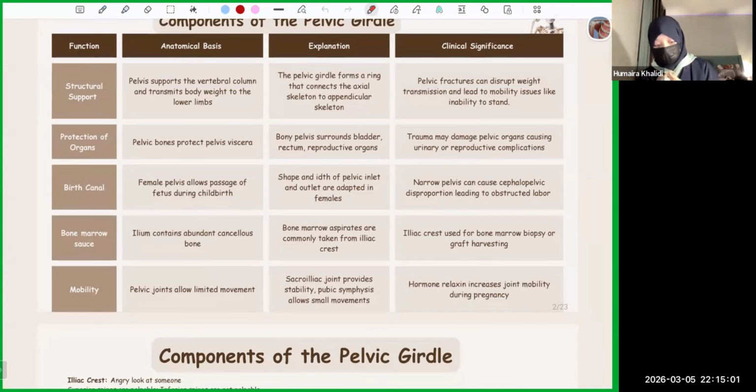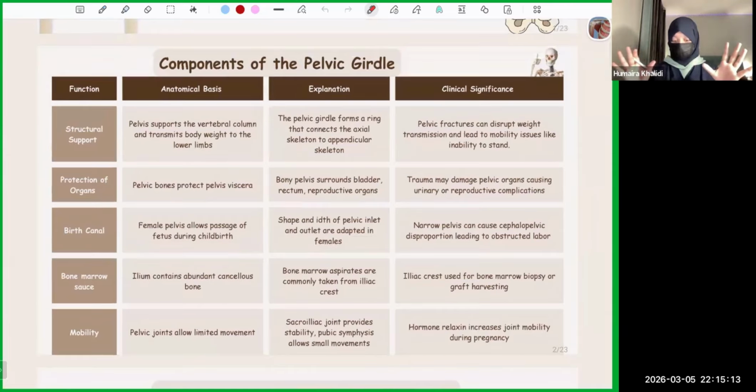And then you have the birth canal. The birth canal is essentially the area through which the child passes during the delivery. We're going to go into detail in a bit. This is just an overview of the entire lecture, okay?